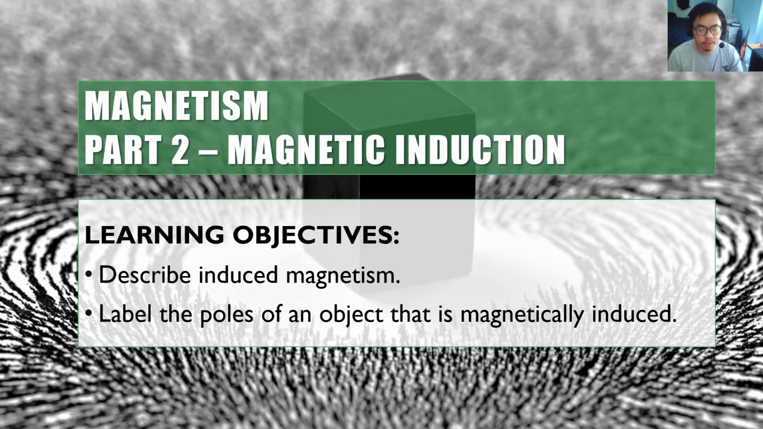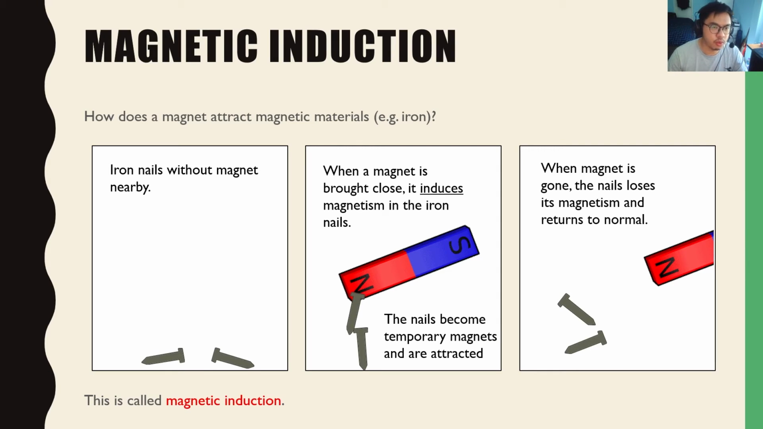All right, so for part 2, what should you know for your exam? This is a summary. You need to know what magnetic induction is. Magnetic induction is a phenomenon that happens because of magnets, and it explains why magnets are able to attract magnetic materials like iron and steel. Basically, when a magnet is close to a magnetic material, the magnet induces magnetism, or lends its magnetism, to the magnetic material so that they are able to attract. But once the magnet is gone or away, nothing will induce the magnetic material, the iron or the steel.